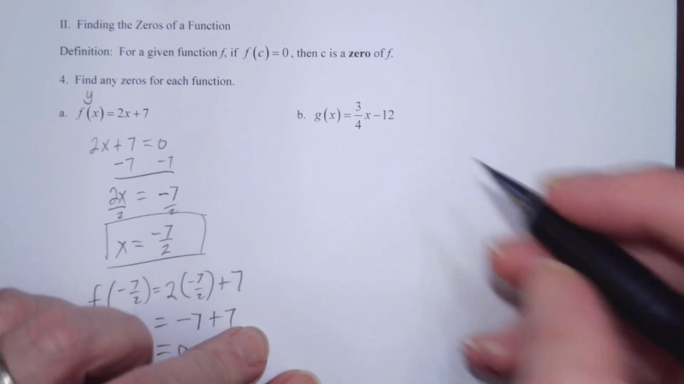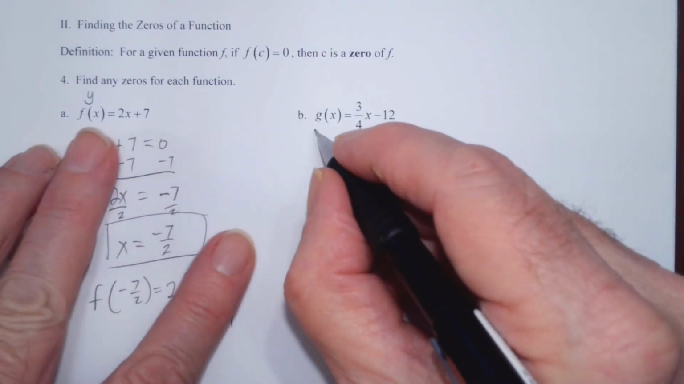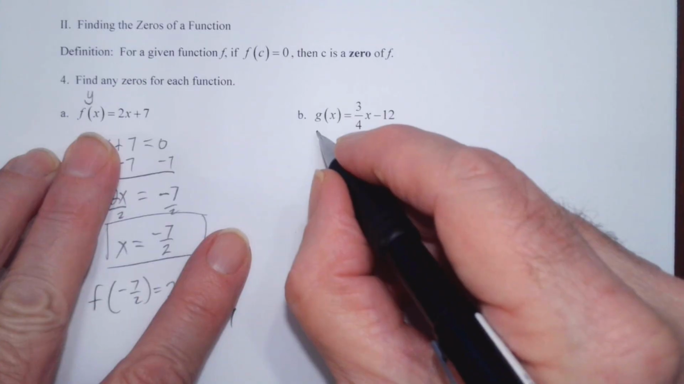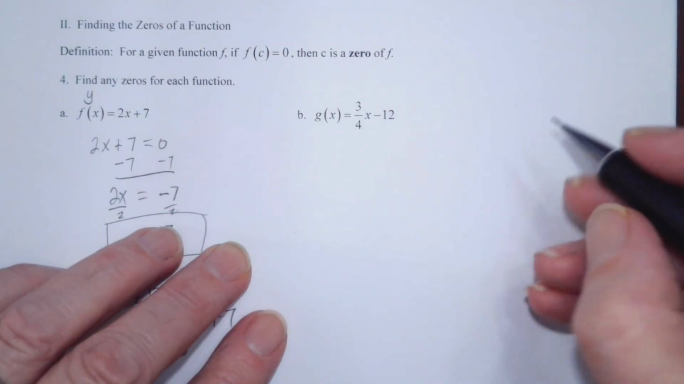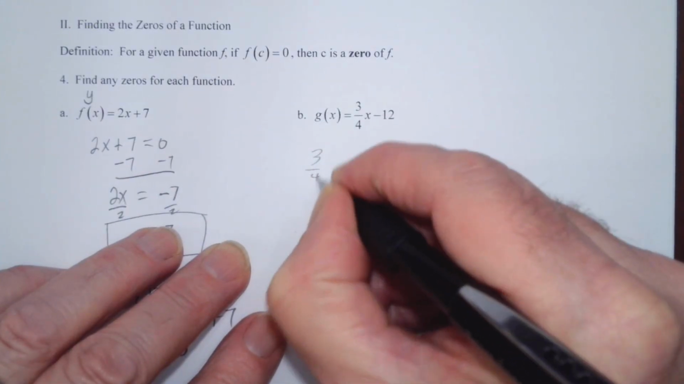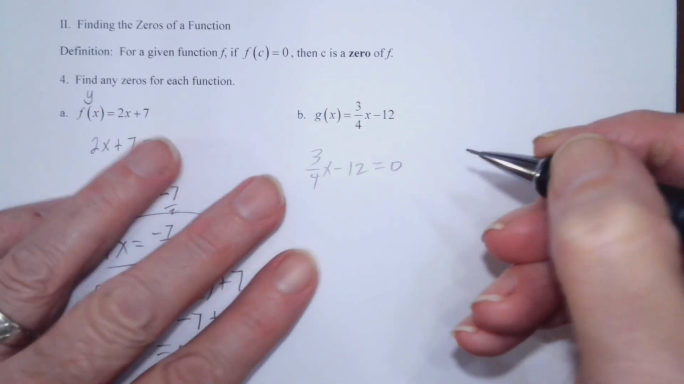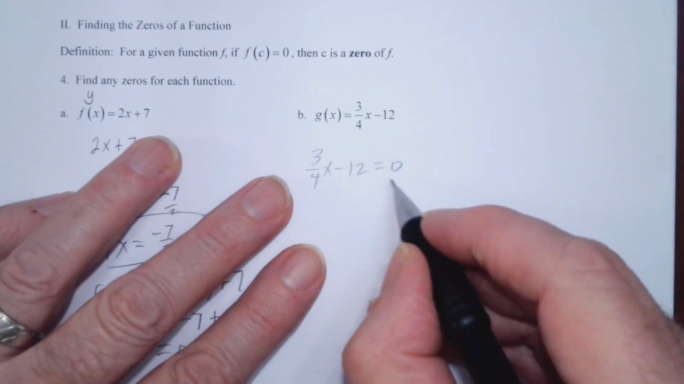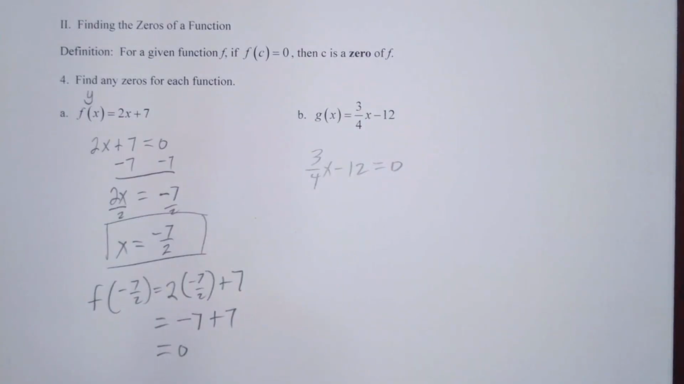All right, so now g of x is just like f of x. We're just using a different letter. H of x is also commonly used for functions. And so again, I want to know when 3/4 x minus 12 is equal to 0. So the first thing I think I want to do is move that 12 to the other side.